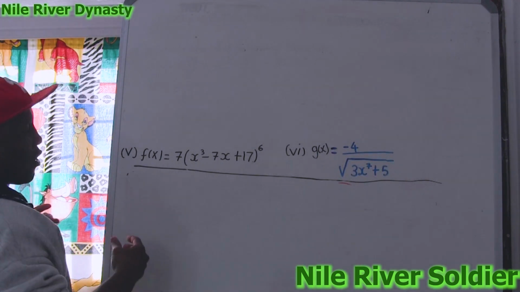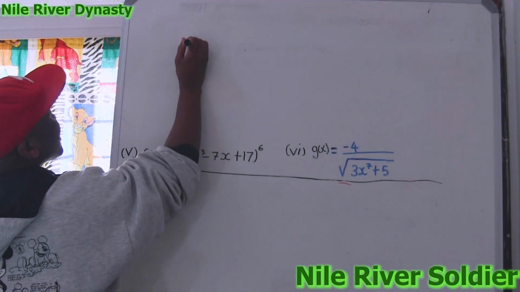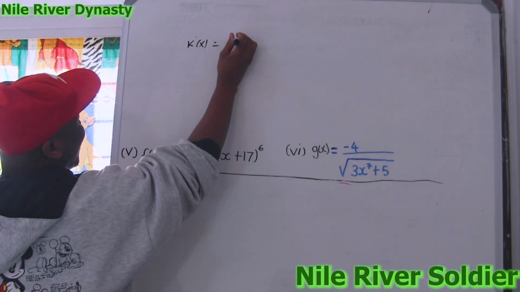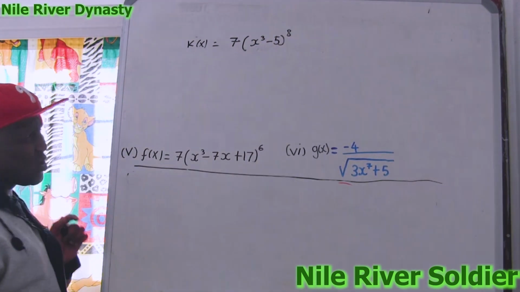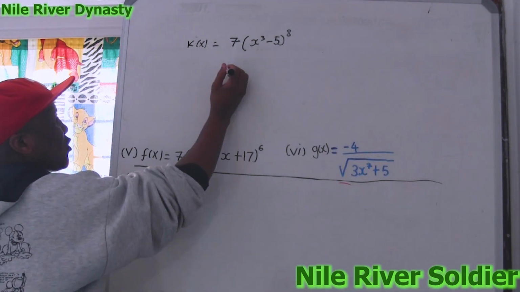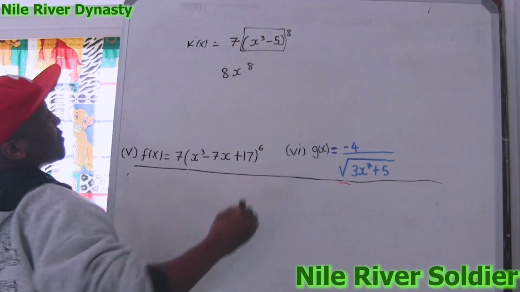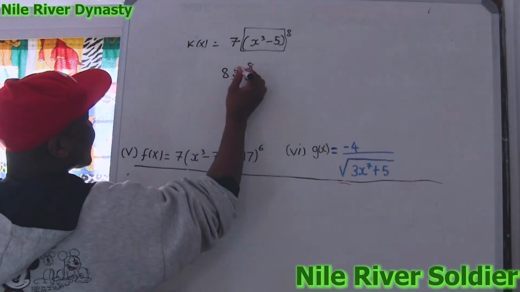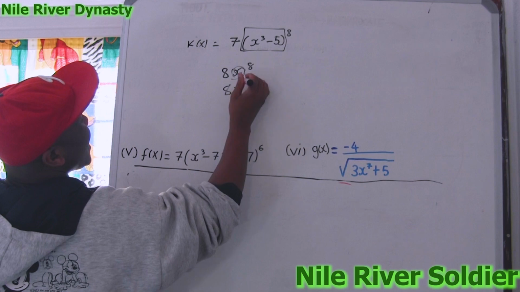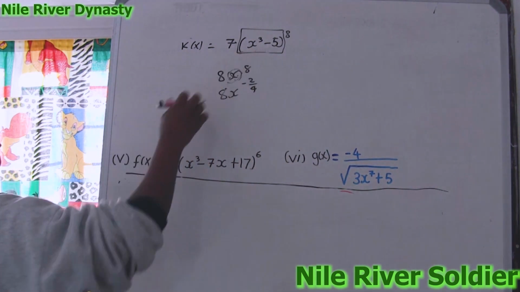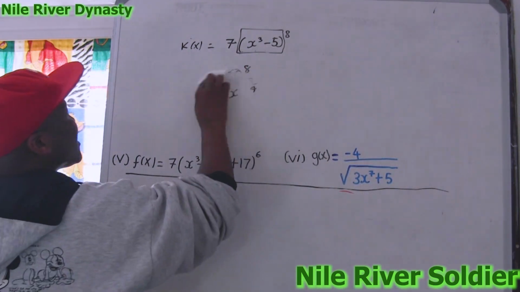What does power rule mean? How does it look, or how are we going to solve this type of equation? Look, if somebody gives, let's say this is k of x, and they say it is 7 times (x power 3 minus 5) power 8. You see how this looks? It's not like the first one, which is like 8x power. Now, instead of only x, there's an x and something in the bracket. Before it was like 8x power negative 2 over 5, and then you take it back. But now they give a group of something with a bracket. So now let me show you how we can solve this type of question, okay?